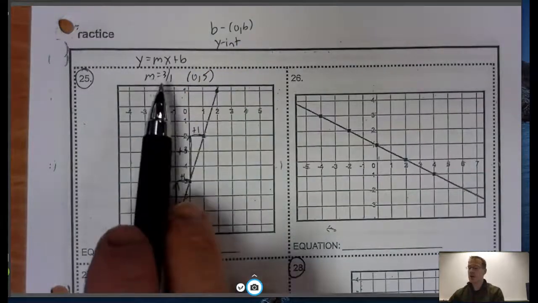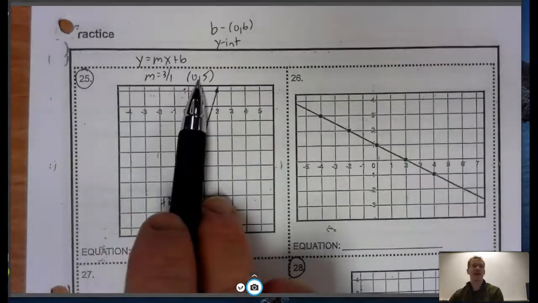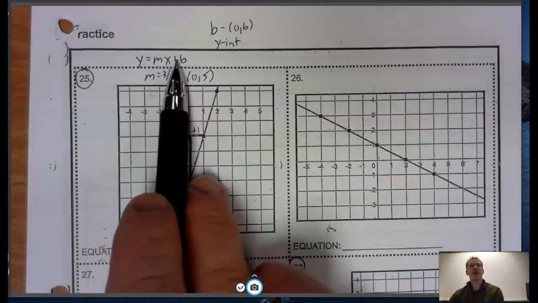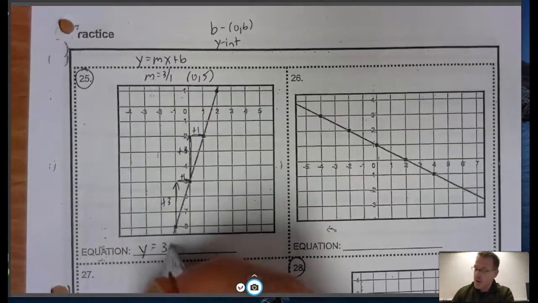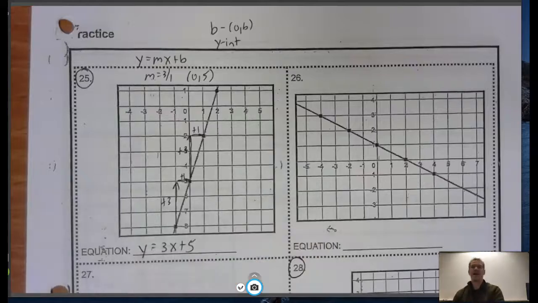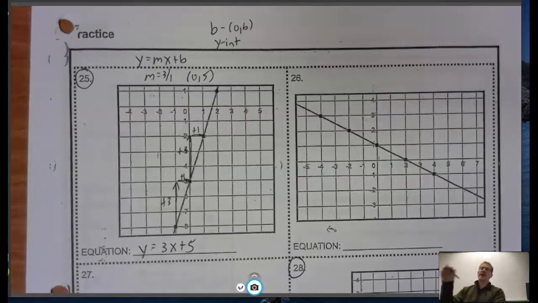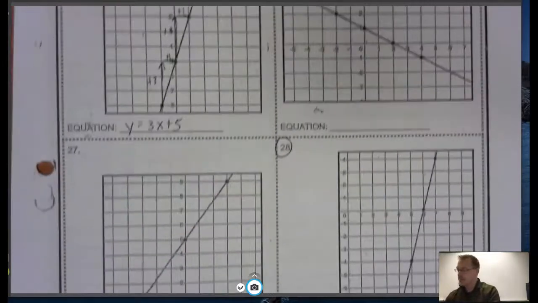So I can clearly identify my slope and my y-intercept. Now I can just plug it into my equation. So y equals 3x plus 5. And I am finished. There's no other work to do. Done. So if I see the y-intercept and I can count my slope, I can go right to my equation. Now, let's look at 28, though.